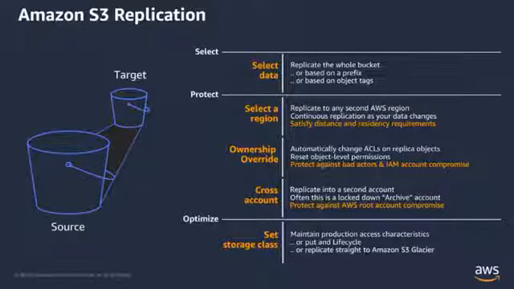Replication begins as soon as you upload an object to S3 after you have configured the bucket for replication. So objects that are already in the bucket when you create a replication policy will not be replicated. If you need to replicate these objects, contact AWS support to enable replication for these existing objects.